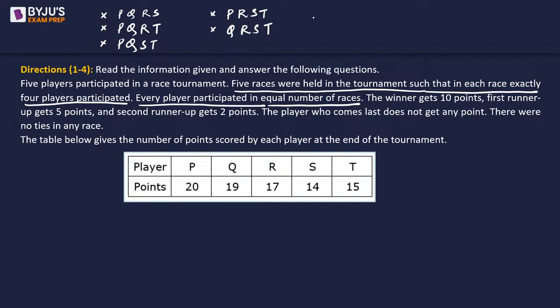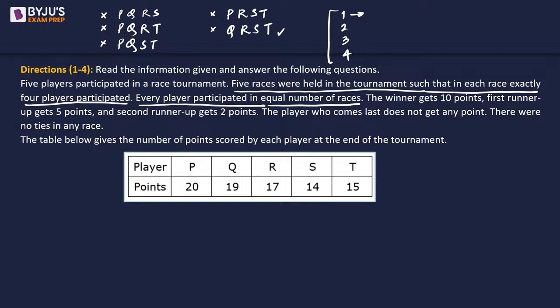Now here in any race, 4 people are running. So first, second, third and fourth position would come, right? Talking about every race, not necessarily PQRS, it can be any other race. It could be that in this 5th race, QRST ran. Out of them someone will come first, someone second, someone third, someone fourth.